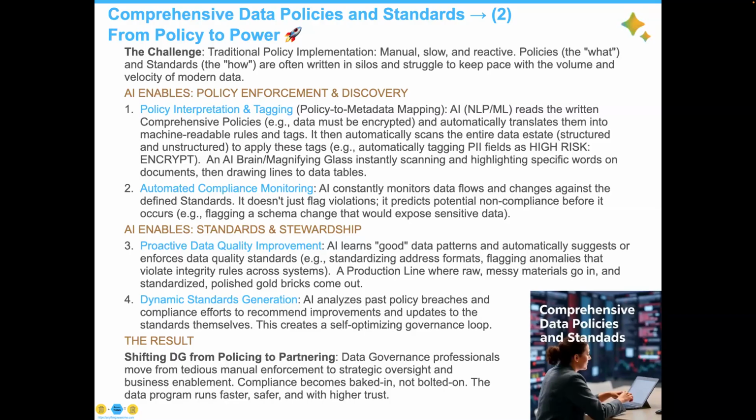Similarly, from a standards and stewardship perspective, we can look at data quality improvement. It can learn what a good pattern of data is, suggest ideas, and dynamically generate standards on this. It understands these concepts. So this shifts the DG from a policing organization to a partnering organization, because these organizations generally want data governance to be seen as a contributing factor in order to do this.